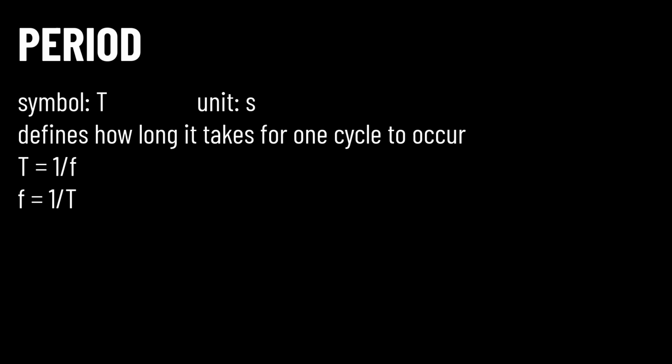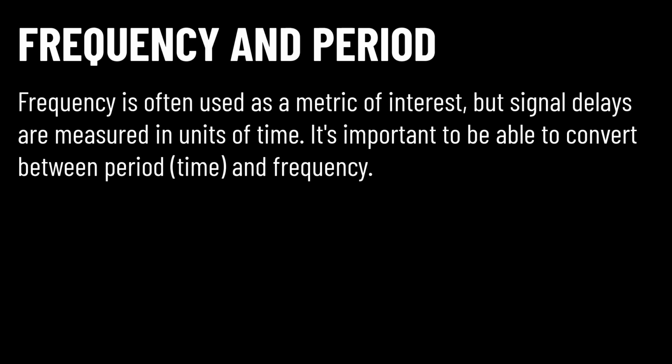Period refers to the length of time that elapses between subsequent rising clock edges. A frequency of 1 hertz has a period of 1 second. A frequency of 100 hertz has a period of 0.01 seconds or 10 milliseconds. While frequency is typically the metric of interest, delay paths are measured in units of milliseconds, microseconds, or nanoseconds. So it's important to be able to switch between period and frequency.